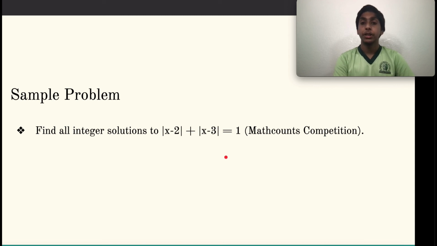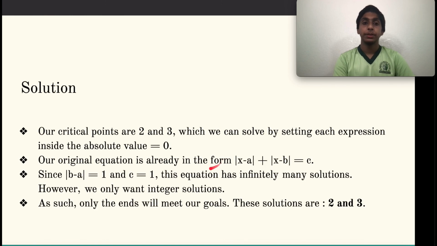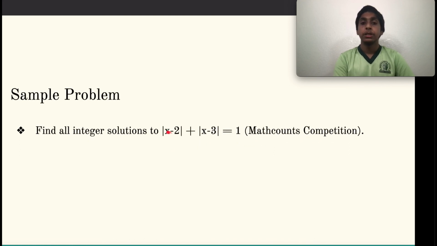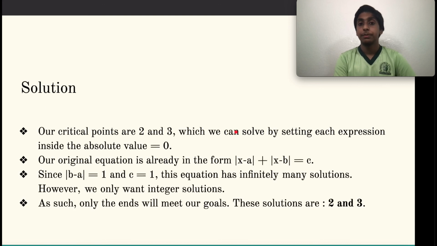Okay, so hopefully you paused the video and tried to solve it. Let's go over the answer. So our critical points are 2 and 3. How do we find this? Well, we solve by setting each expression inside the absolute value equal to 0. So x minus 2 is equal to 0, x is equal to 2. x minus 3 is equal to 0, x is equal to 3, right? So here are my critical values, 2 and 3.